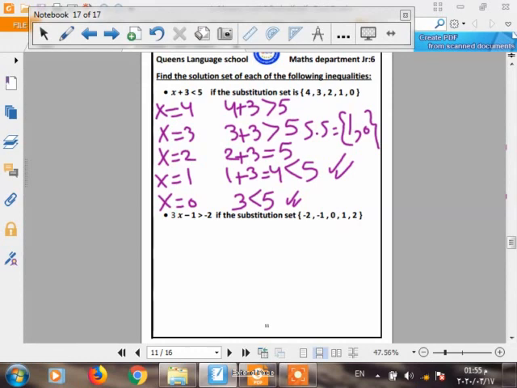The last element in the substitution set is x equals 0. If x equals 0, the left side becomes 3. 3 is less than 5, so it can also be in the solution set. So the solution set of this example is 1 and 0.